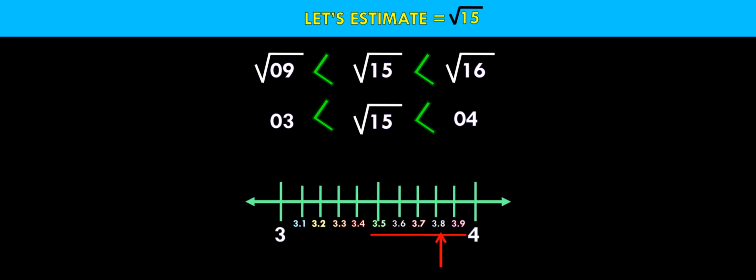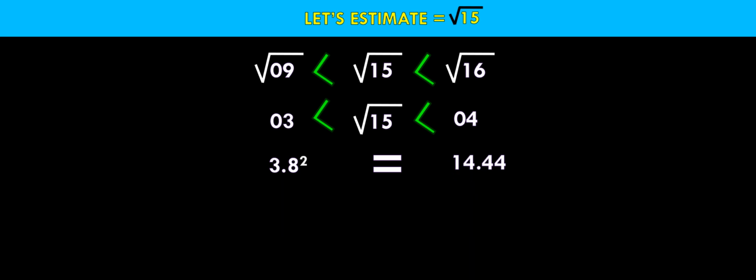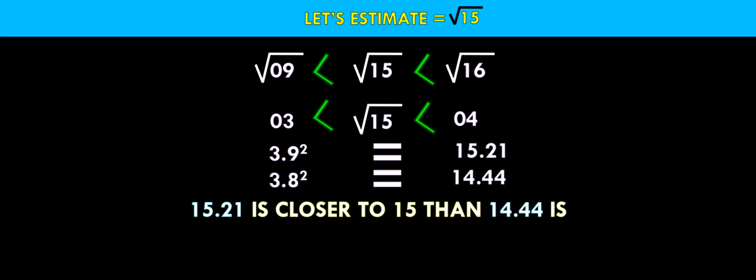Let's pick 3.8. 3.8 square is equal to 14.44. Now 14.44 is less than 15. So we will have to choose the one which is the closest to 15. 15.21 is closer to 15 than 14.44 is. So the square root of 15 is approximately equal to 3.9.